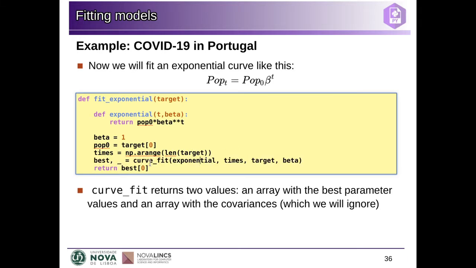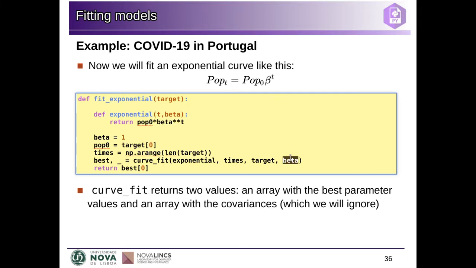Now we call the curve fit, and curve fit returns 2 values. First, it returns an array with the parameters that it found that optimize the adjustment between the output of this function and the target values. And the second is the covariance of these arrays, which we will ignore for this purpose, so I just put an underscore there. And since this is an array, but we only want one value because beta is the only parameter we want, we'll just return beta, which is the only element of this array.